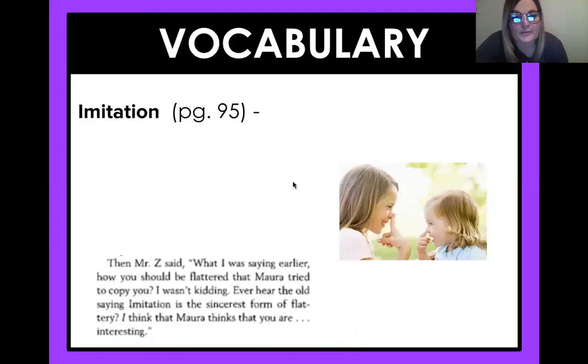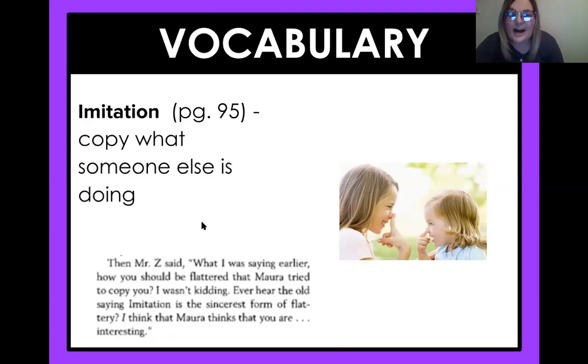One more vocabulary word. What is this word? Imitation. Good job. And right here we have this little kid imitating this bigger kid. Then Mr. Z said, what I was saying earlier, how you should be flattered that Mara tried to copy you. I wasn't kidding. Ever hear that old saying, imitation is the sincerest form of flattery? I think that Mara thinks you are interesting. So what does it mean to imitate somebody? Yeah, you're copying what they're doing.